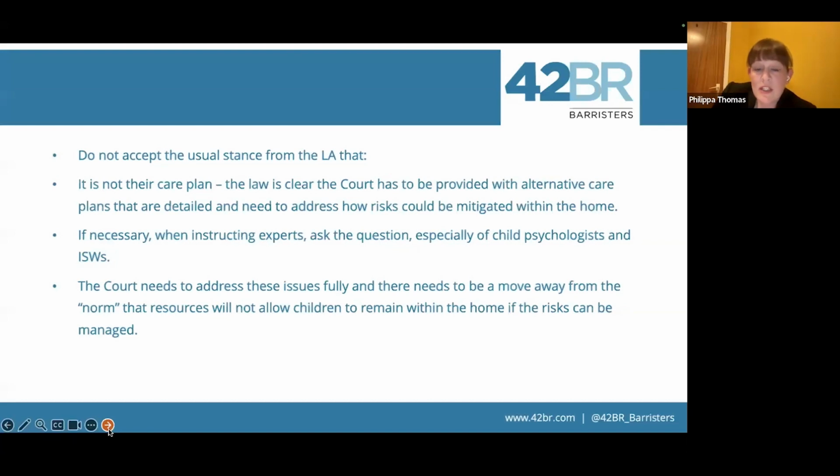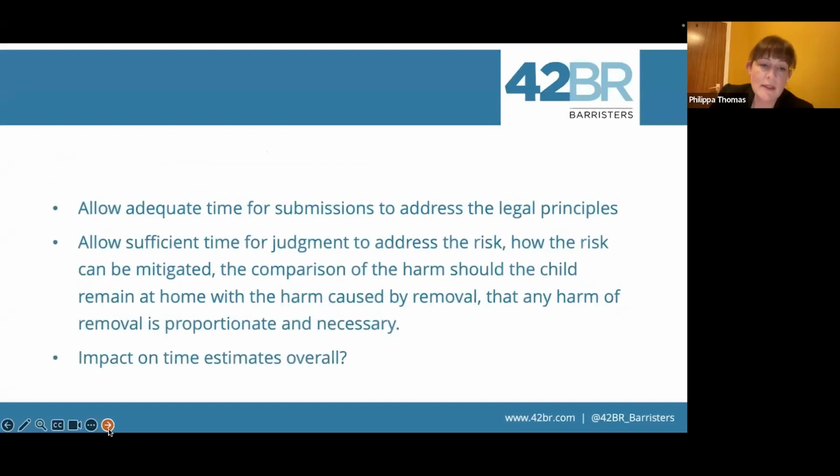And the court needs to address these issues fully, and there needs to be a move away from the norm that resources will not allow children to remain within the home if the risks can be managed. And I say this as all of you have probably come up against, those who are here for the local authority, against management within the local authority, and those who represent parents and children, is that it will be a resource issue, that they couldn't complete daily visits for the first few months to make sure that that's happening, that they couldn't provide additional support services.